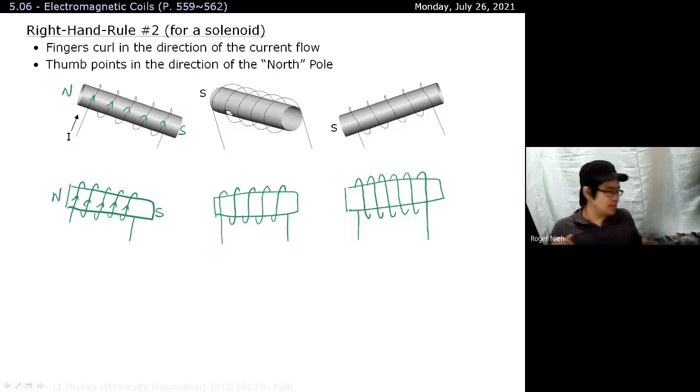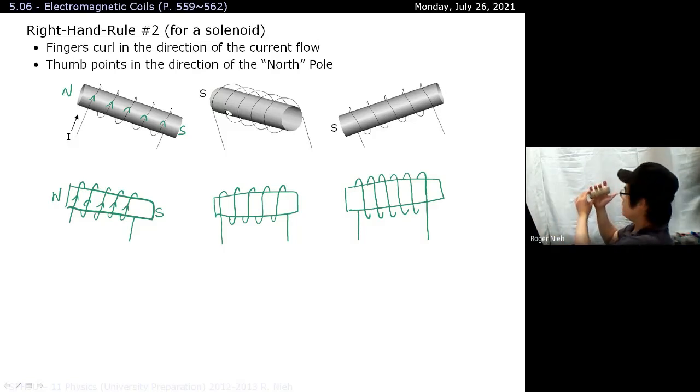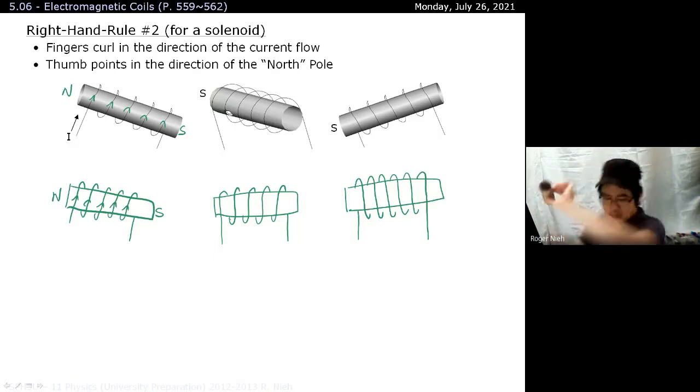And yeah, maybe it is nice to have some paper toilet rolls around so that you can help yourself figure out what's going on. Okay, so south is where the base of your hand is, and north is where your thumb is pointing. And you can see that in the setup over here, your B fields need to be pointing downwards, at least through the front of the setup.